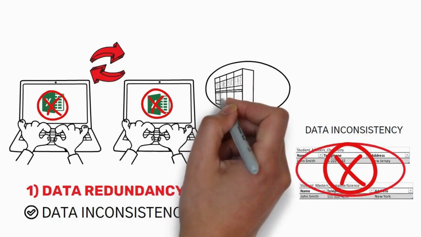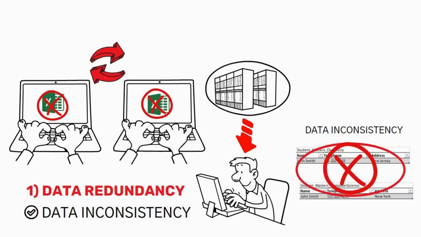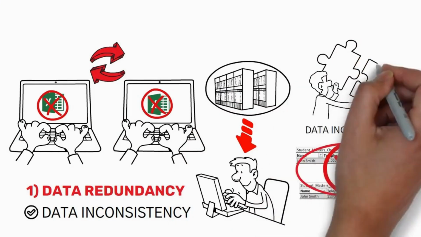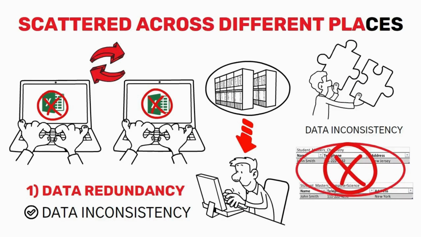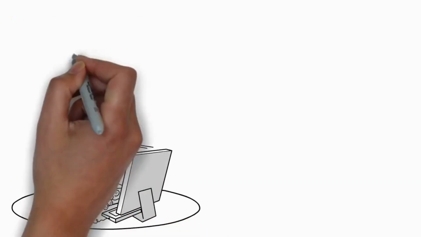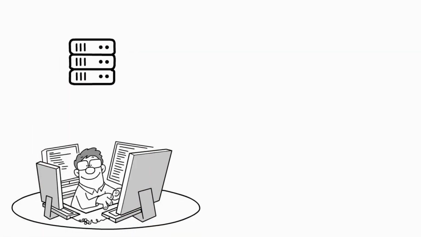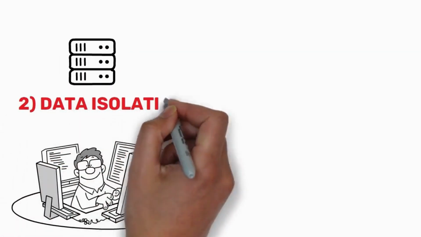Another problem arose when someone wanted to gather data from all departments. It was like hunting for pieces of a puzzle scattered across different places. And even if programmers wrote a program to gather the data, it was tough to ensure all files were in the same format. This is called data isolation.